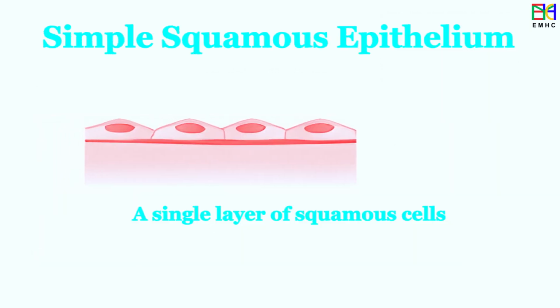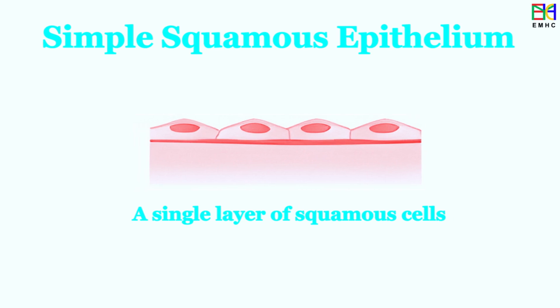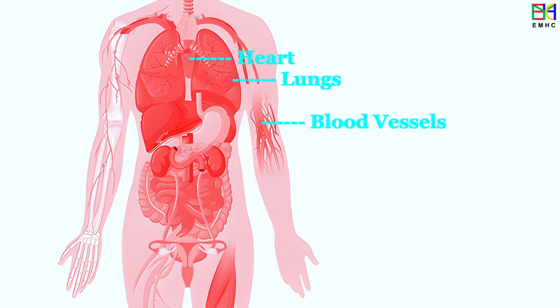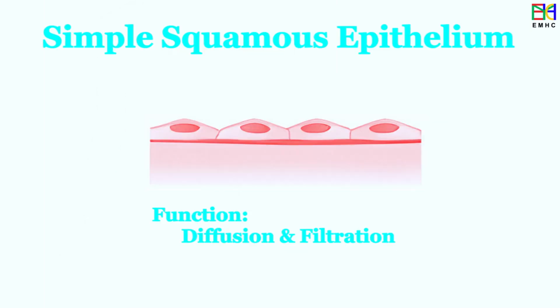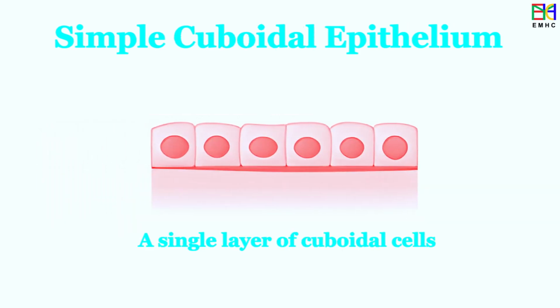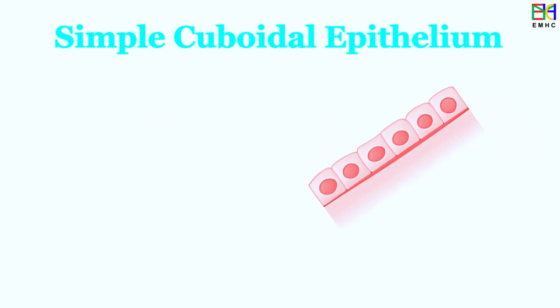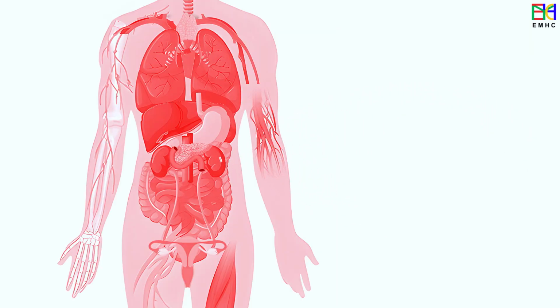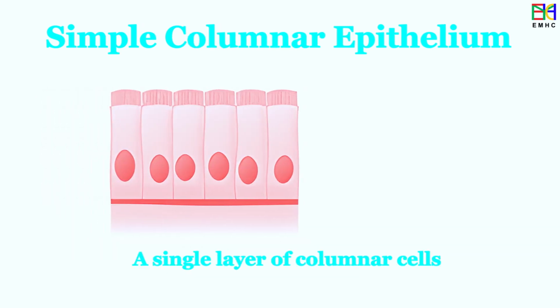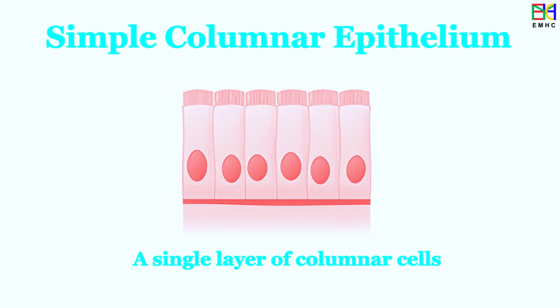Simple squamous epithelium is composed of a single layer of squamous cells. It is located in the air sacs of lungs, the lining of heart, blood vessels, and lymphatic vessels to facilitate the functions of diffusion and filtration. Simple cuboidal epithelium is composed of a single layer of cuboidal cells. It is located in the ducts of small glands and the kidney tubules to facilitate the functions of secretion and absorption. Simple columnar epithelium is composed of a single layer of columnar cells.